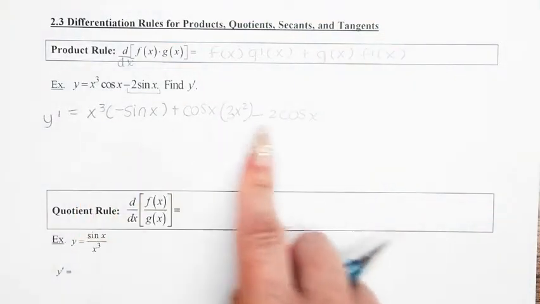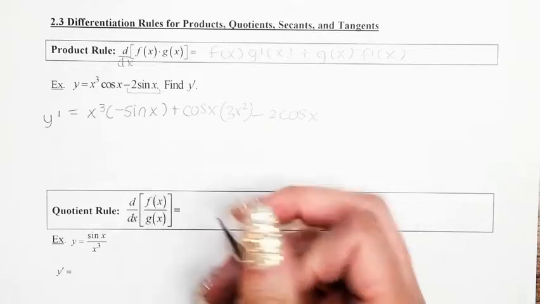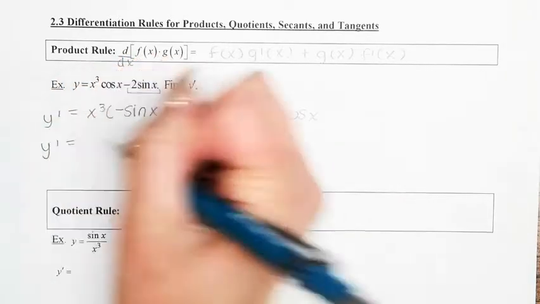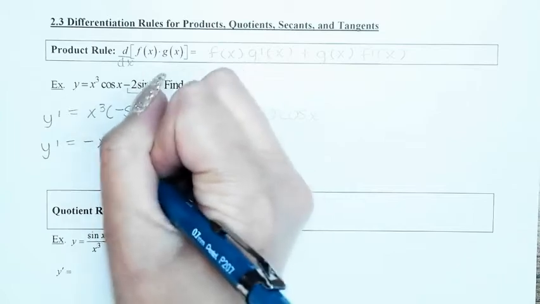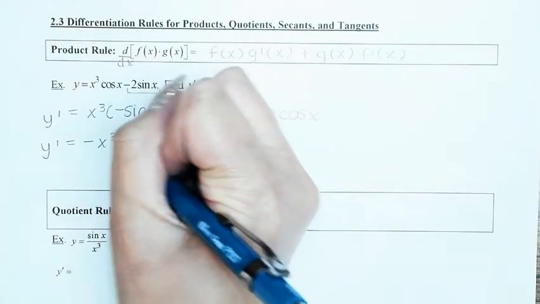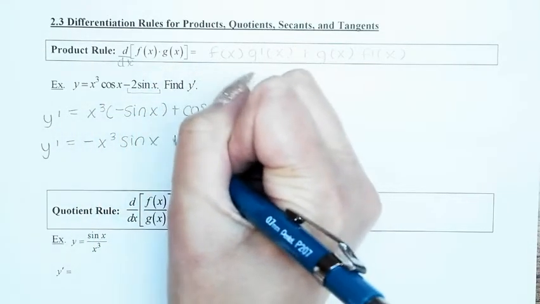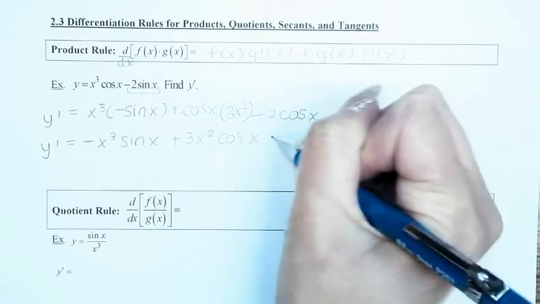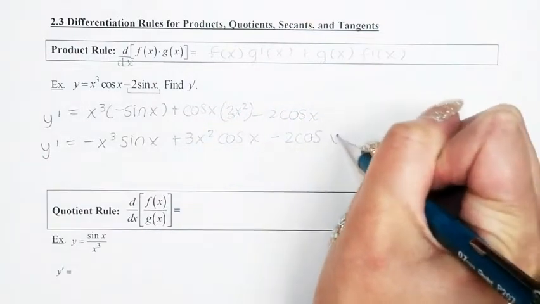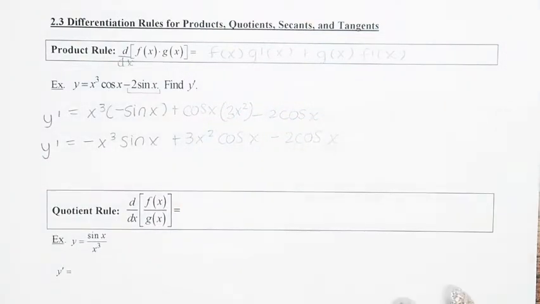Honestly, with so many parentheses, it looks kind of ugly. So what I'm going to do here is take out the parentheses, organizing the situation. So I have negative x cubed sine of x plus 3x squared cosine of x minus 2 cosine x, and that's what we have for this problem.